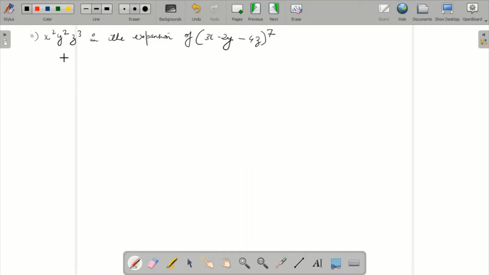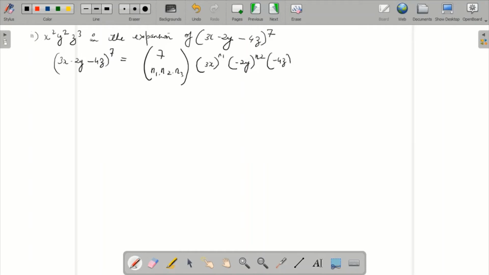So the expansion of 3x minus 2y minus 4z whole to the power 7 is nothing but n is 7. Totally there are 3 terms, so n1, n2, n3. Then x as it is, so it is 3x over here, 3x to the power n1, and y is minus 2y to the power n2, and z is minus 4z to the power n3. Okay, so this is the expansion.